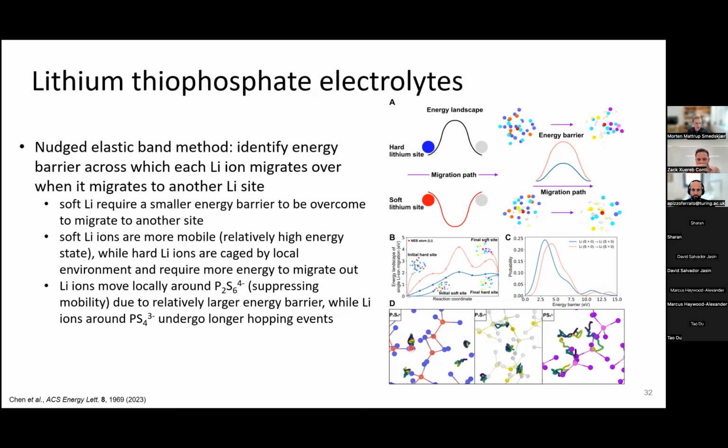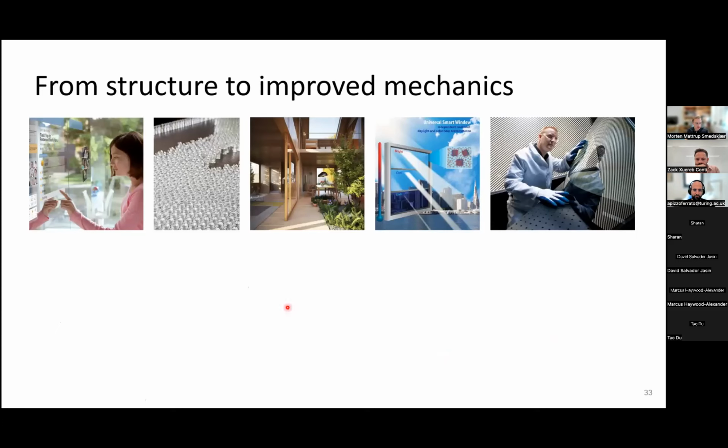And again, this matches how we have more local mobility around the hyper groups and more longer range mobility around these so-called ortho groups. Yes, so I'm coming to the end of my talk. So this was just to summarize a little bit.